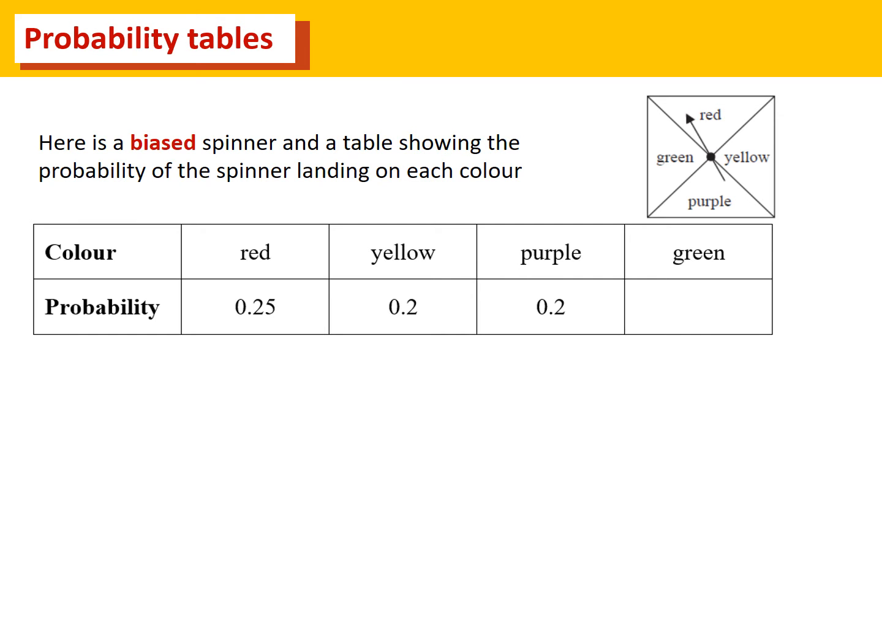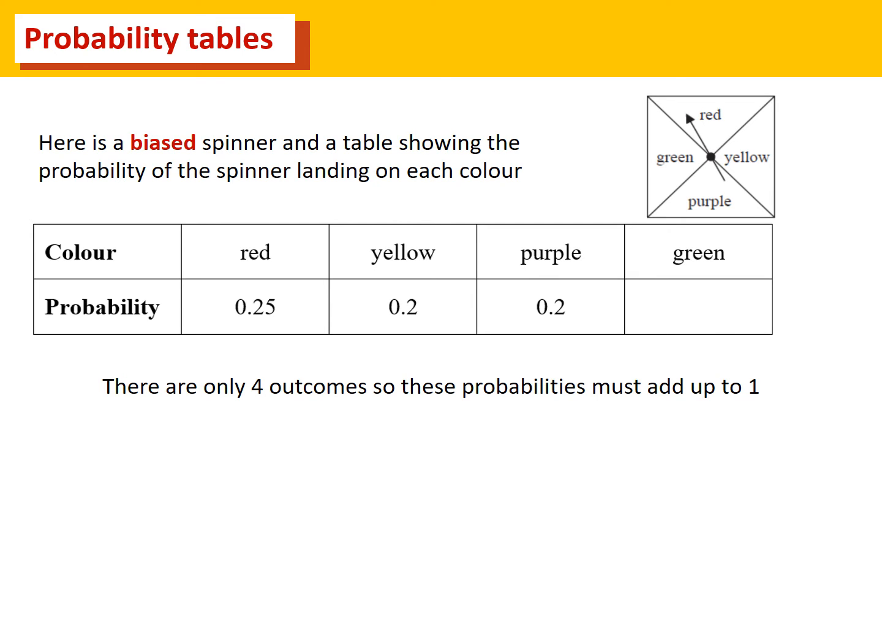So here's an example. We've got a spinner there which will spin round and land on either red, green, yellow or purple. And it's telling us it's a biased spinner, so the probabilities of landing on each of the colours are not equal. If they were equal, the probabilities would be a quarter each. So the table there shows us the probabilities, but doesn't have the green in yet.